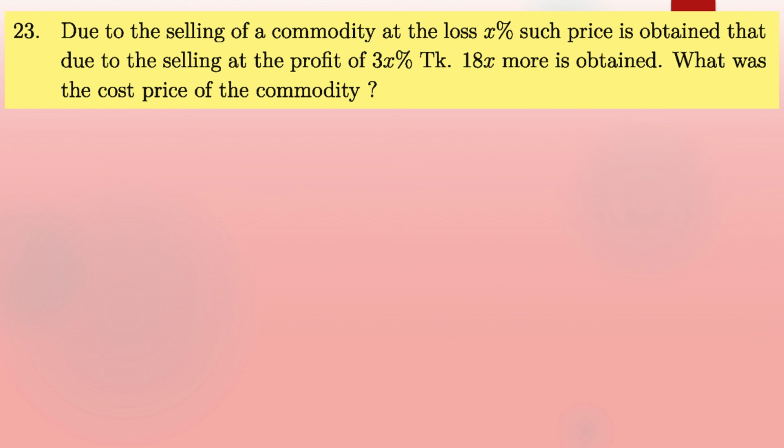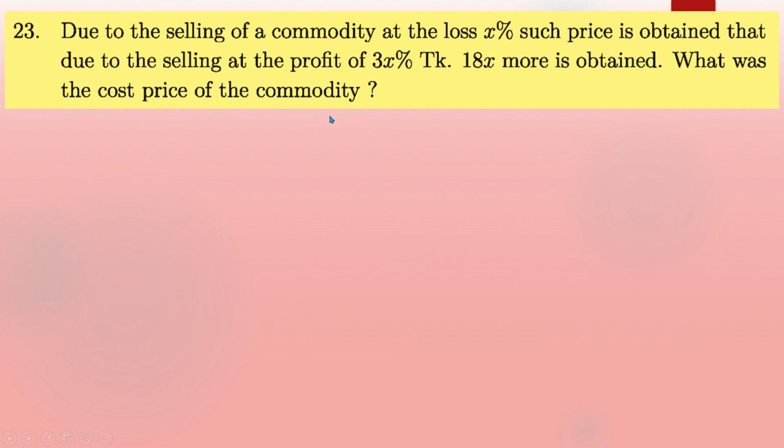Now follow some math in your book. Due to the selling of a commodity at a loss of X%, such a price is obtained that due to selling at a profit of 3X%, taka 18X more is obtained. What was the cost price of the commodity?